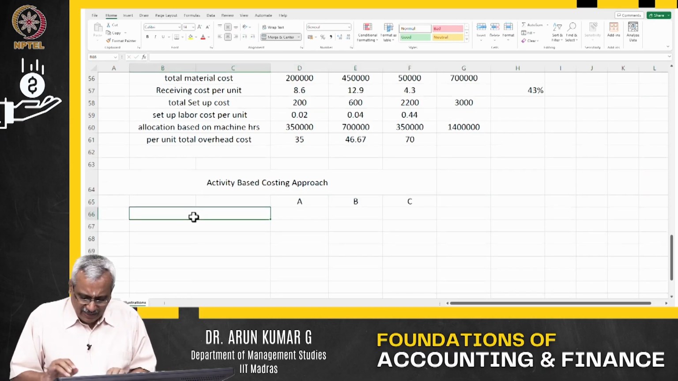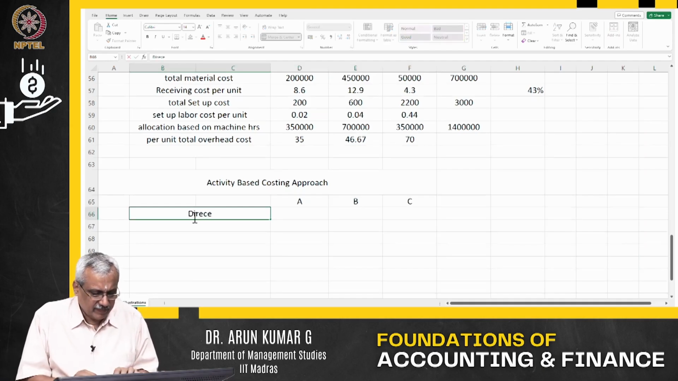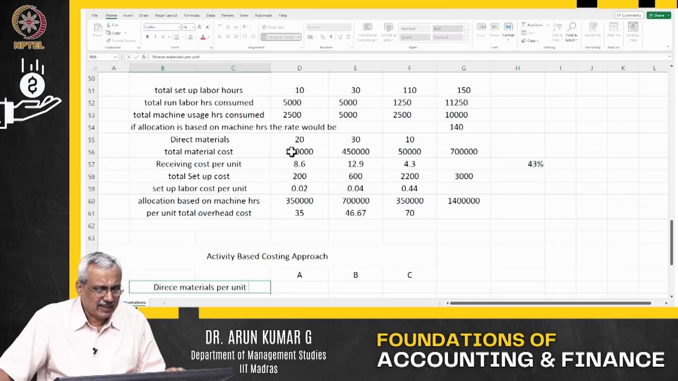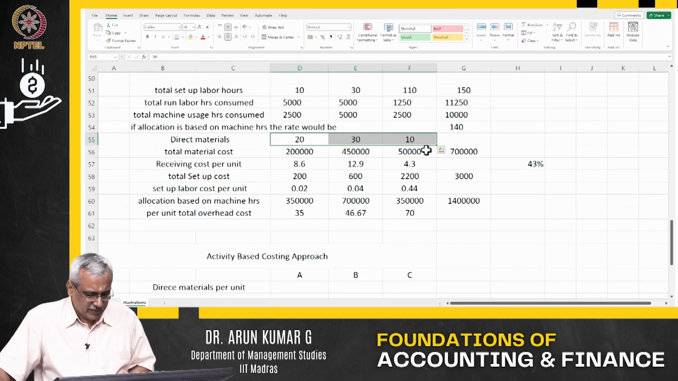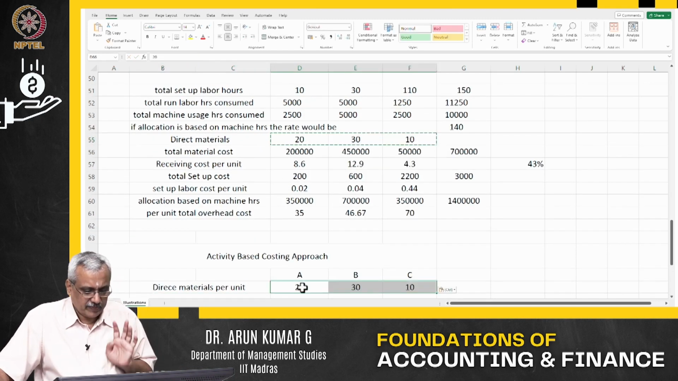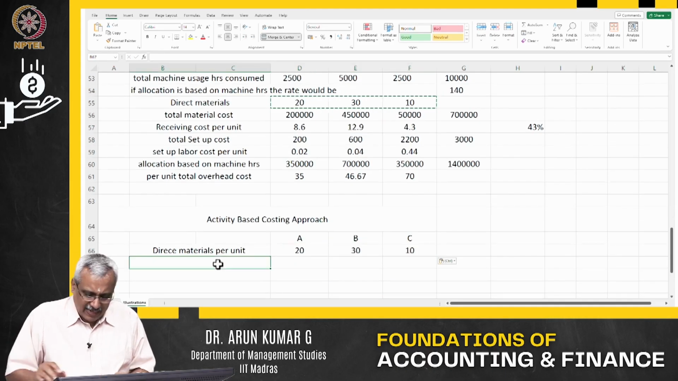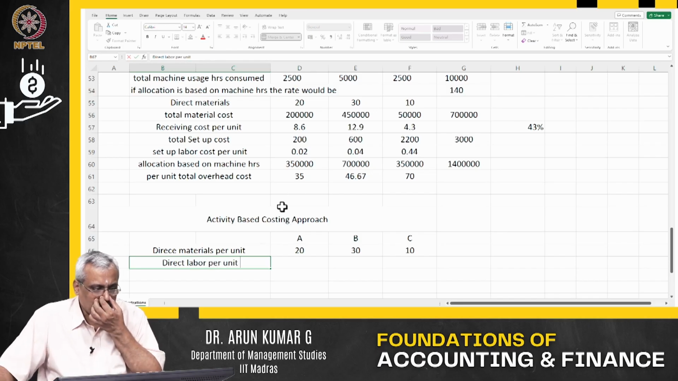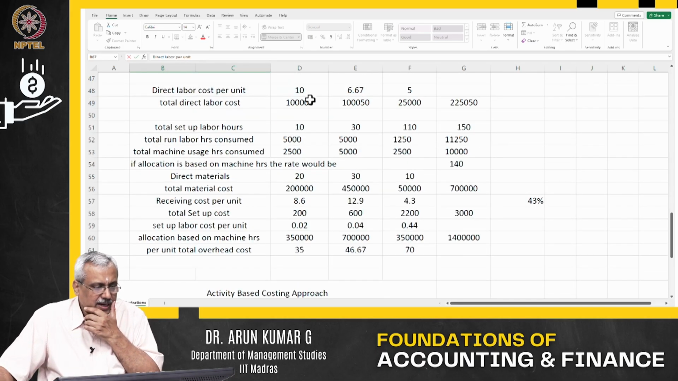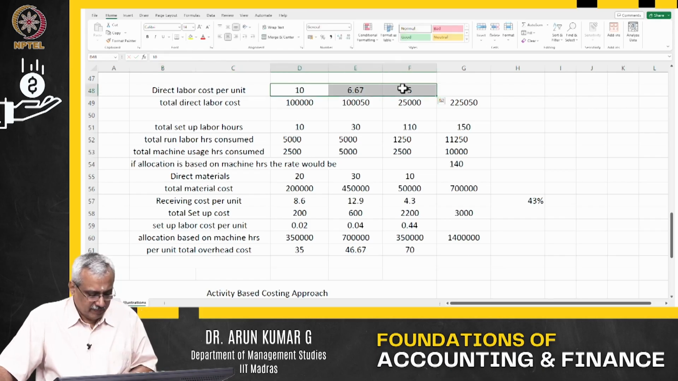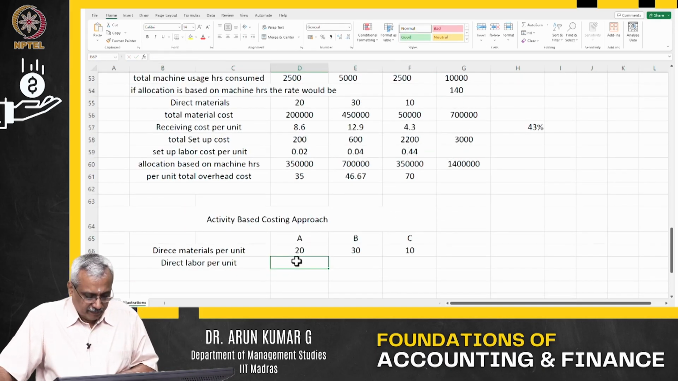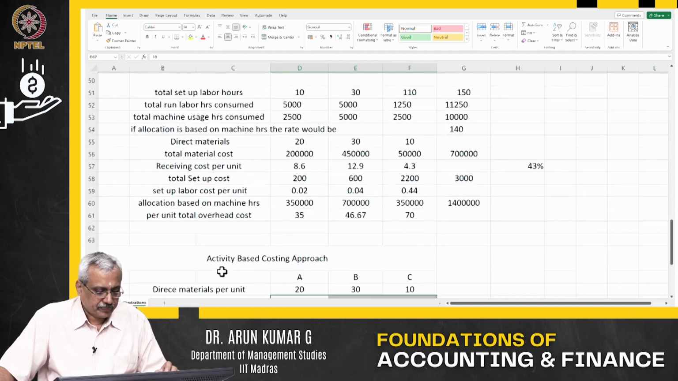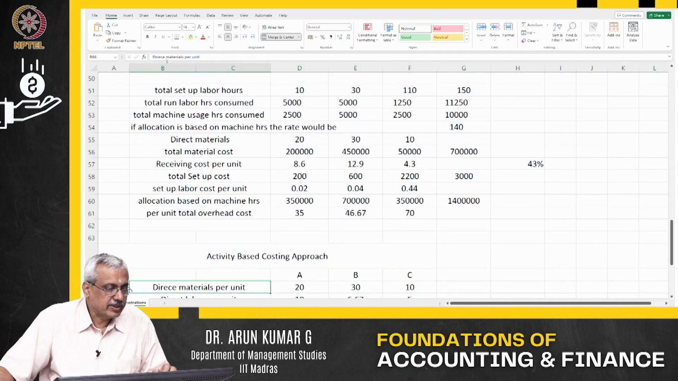Now let us simply start with direct material per unit. We had already written this direct material per unit. I am just going to copy it from there and paste it here. We will say direct labor. We already have the direct labor also written somewhere, and I am just going to copy that and paste it here.